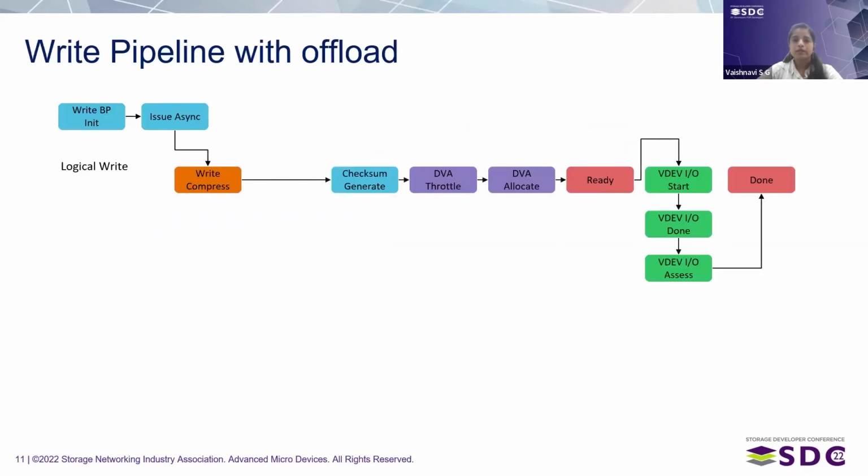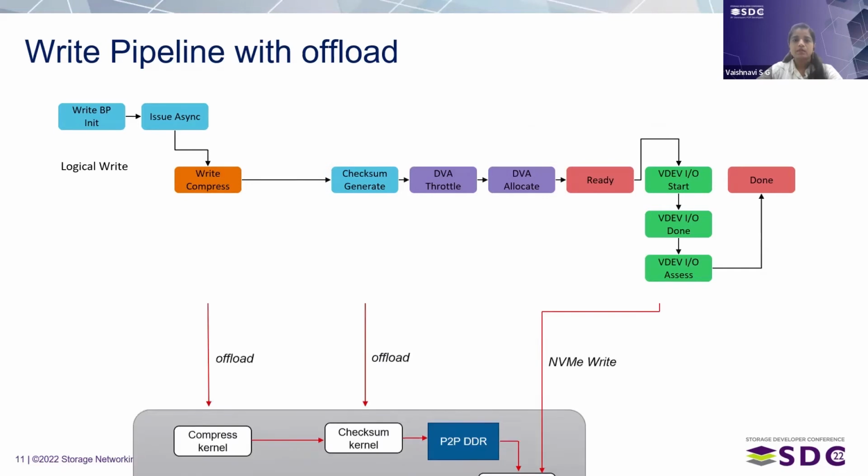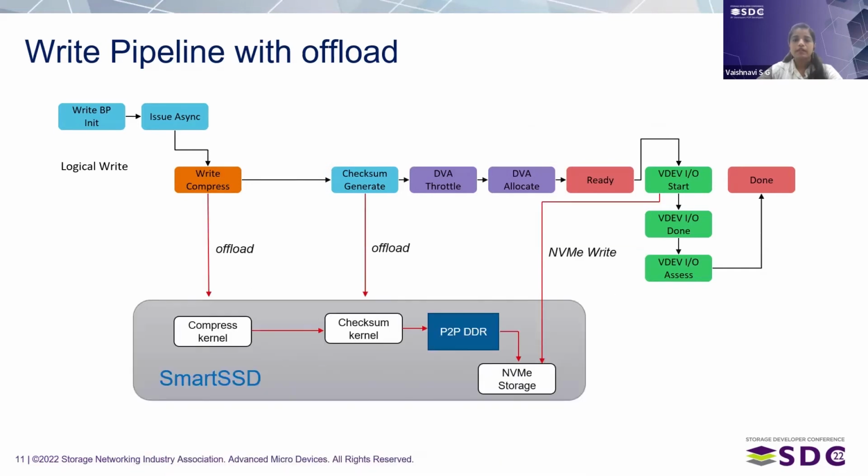Now let us go back to the write pipeline and see how SmartSSD can be used to offload some of its stages. As seen here, we have offloaded the compression and checksum calculation to FPGA kernels on the SmartSSD. Also, the compressed data is stored on the FPGA DDR, and this buffer is moved to NVMe storage directly during the disk write stage of the pipeline.